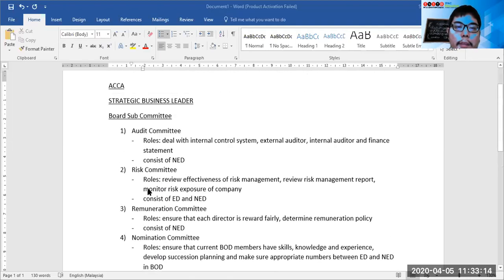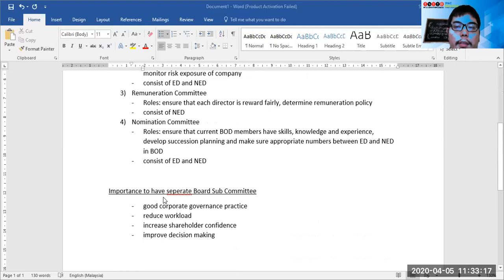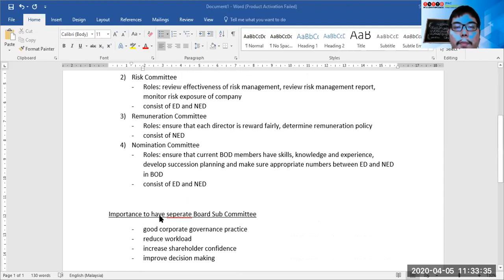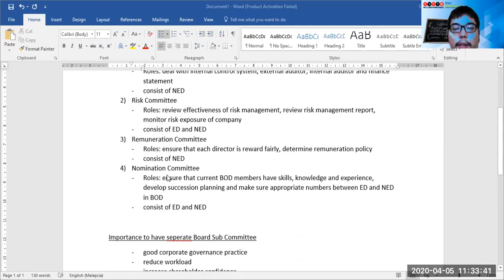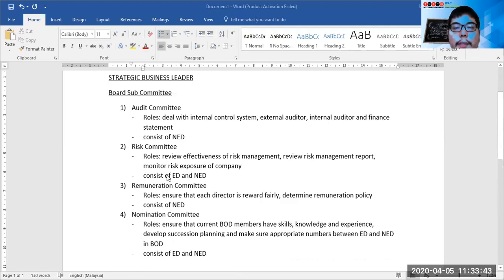We have talked about the board subcommittees. Next, why is it important to have these separate board subcommittees? First, because it is a good corporate governance practice. Next, it will reduce the workload of the board members, meaning the board members do not need to think about everything.